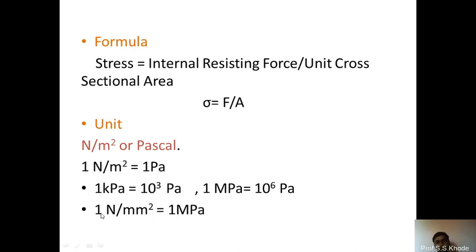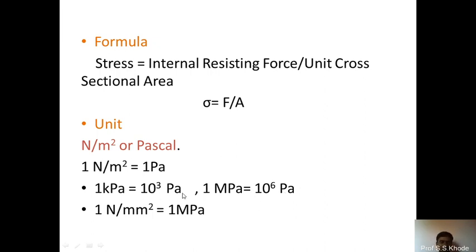In most of the numericals, we have to calculate the stress in terms of Newton per mm square. So this is a very important unit from the subject point of view, that is 1 Newton per mm square is equal to 1 megapascal. So what will be 1 megapascal? 1 megapascal is equal to 10 raised to the power 6 Pascal, and 1 kilopascal is equal to 10 raised to the power 3 Pascal.